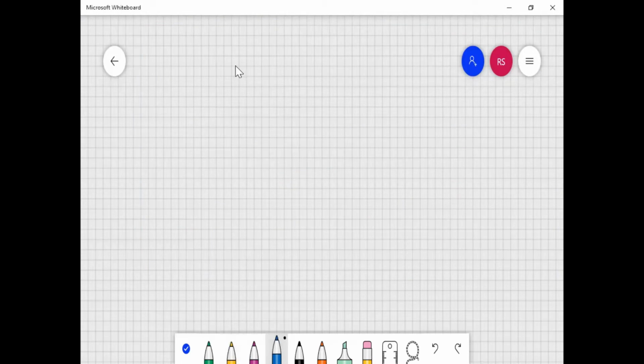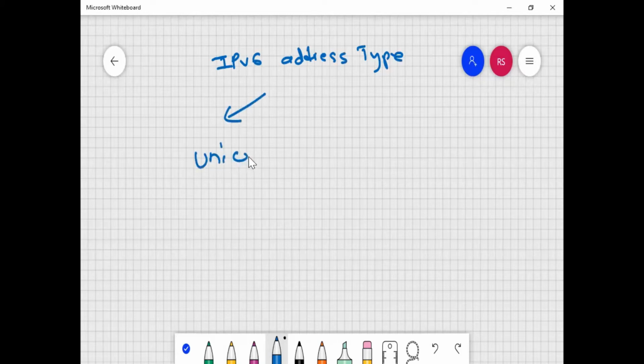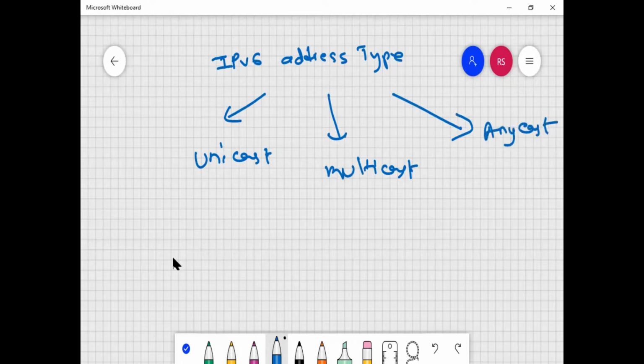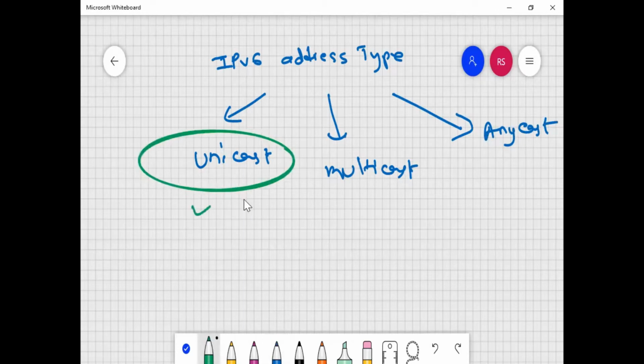IPv6, what we are going to do will not take much time. If I talk about IPv6 address types, there can be 3. It can be unicast, it can be multicast, and in IPv6 there is no broadcast, but something known as anycast. So let us talk about one of them, that is unicast.